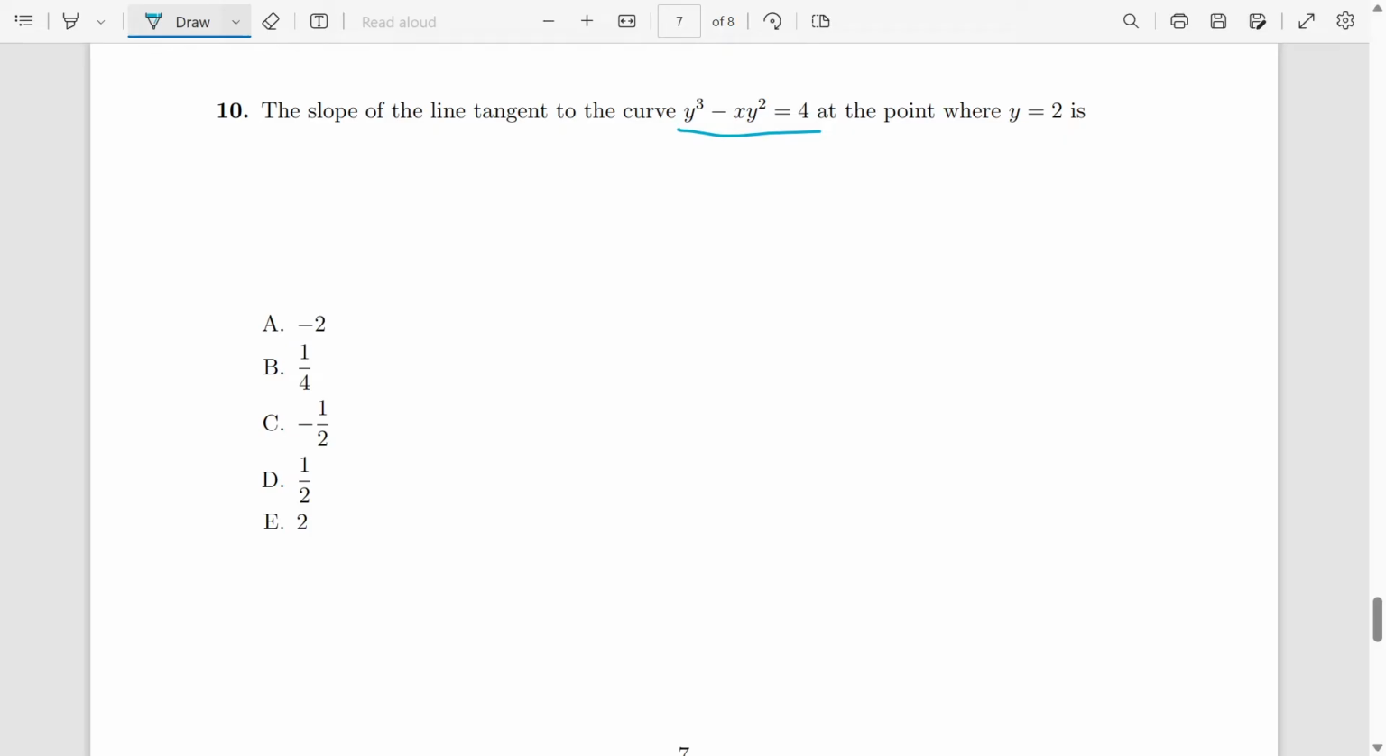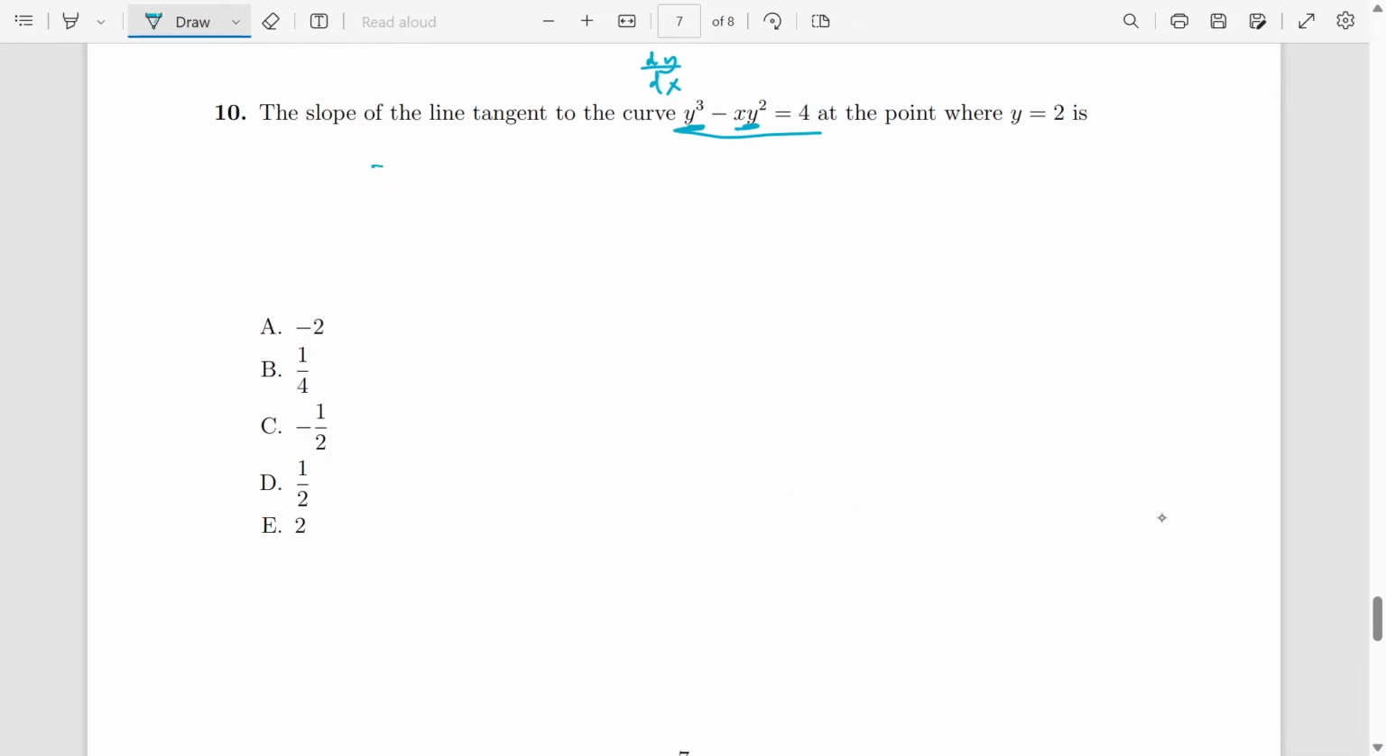Now how that goes is you just derive like normal, and whenever you derive a y, you multiply it by dy over dx. That sounds a little weird, but when I go through it, it's not very complicated at all. So on the left here, derive y cubed. This becomes 3y squared. Now we just took the derivative of a term with a y in it, so now we multiply that term by dy over dx. So now we do everything else, minus xy squared.